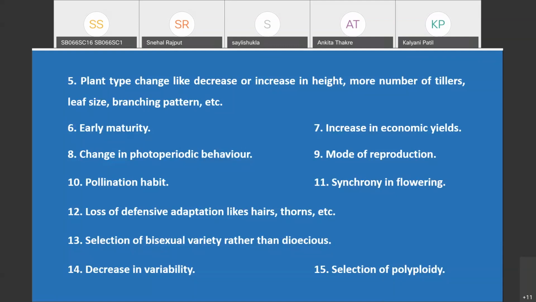Okay, here the ninth number, the mode of reproduction. In many crop species, asexual reproduction has been promoted under domestication. Suppose at first, these species were growing as a wild weed species. In these species sexual reproduction took place, but when these plants were domesticated, when these plants were cultivated, asexual reproduction was promoted. For example, the species in which asexual reproduction was promoted are sugarcane, potato and sweet potato.